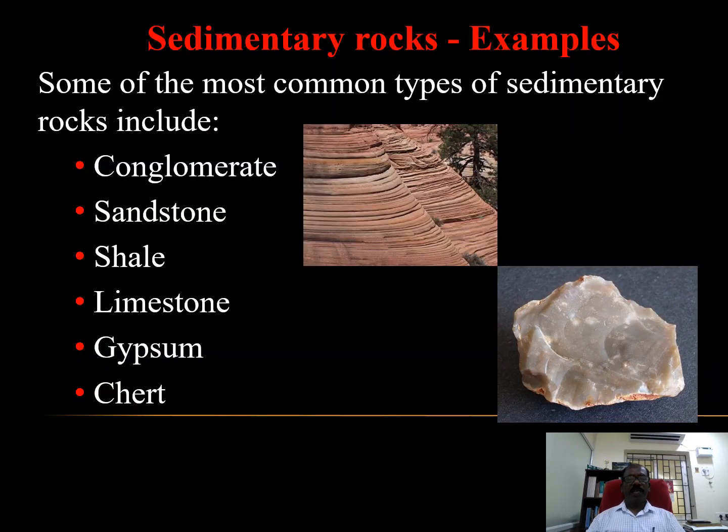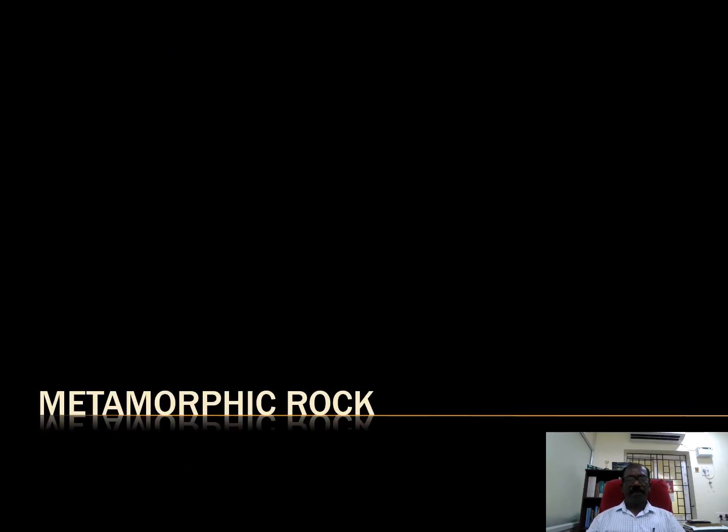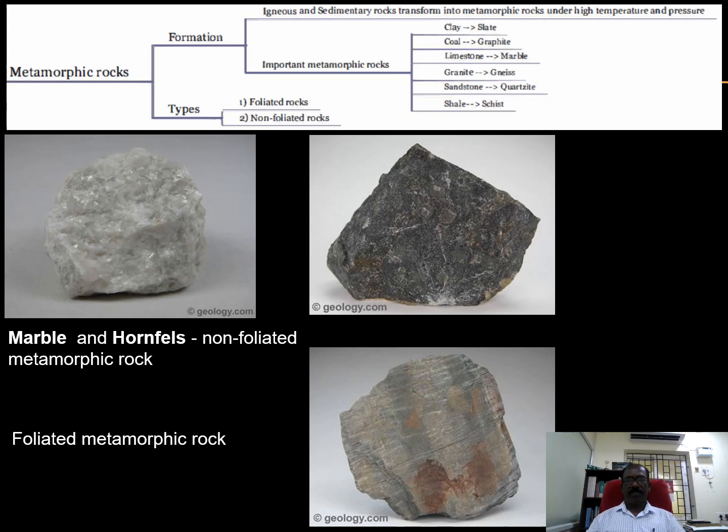The next one is, before that, we can just see there. So what are the sedimentary rocks? Examples for those: conglomerate, sandstone, shale, limestone, gypsum, and chert. The next type of rocks are metamorphic rocks.